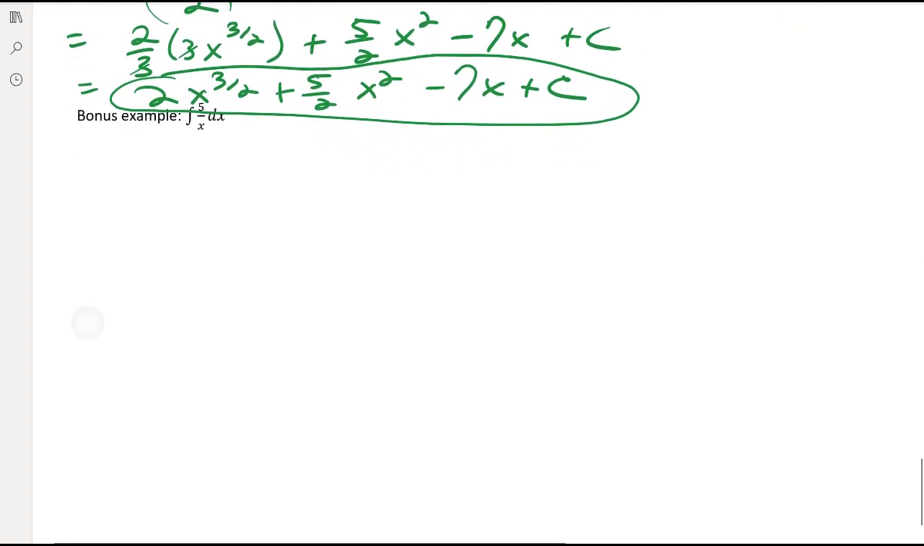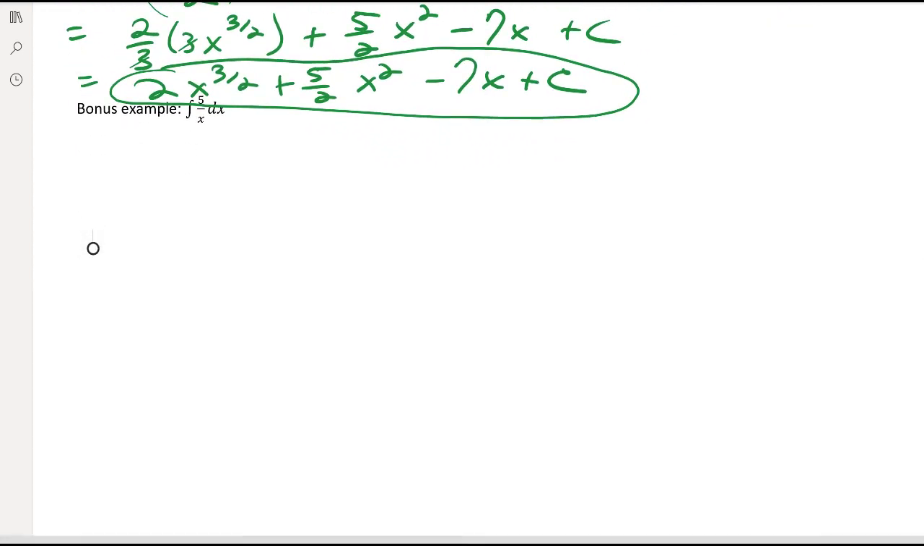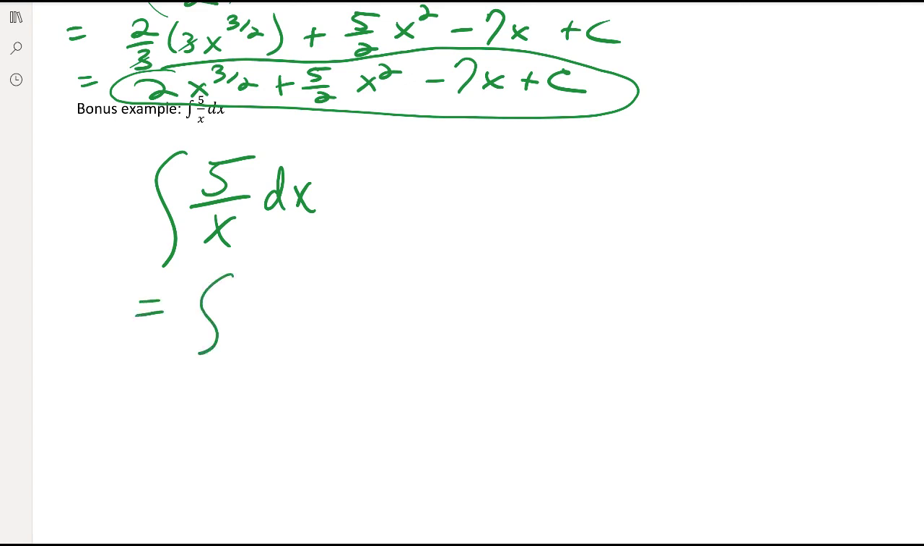All right, the very last question, I promise you, is what happens when the power is -1? So I told you I would show you what happens there. Let me rewrite this for your convenience. Suppose we have the integral of 5 over x dx. Our first step, similar to derivatives, is that we have to rewrite this. So it becomes the integral of 5x to the -1 power. Okay.